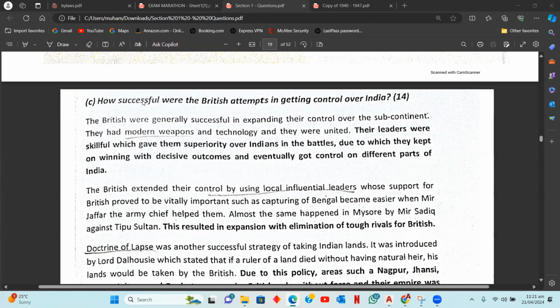If we start writing down the successes, now you'll think of all the British attempts that were successful. For example, you can talk about the British modern weapons and technology. This factor led the British to become successful, right? They were superior over the Indians. They were winning all of the battles with decisive outcomes, with clear victories, right? And hence they became successful and they took control of India. This is the first success.